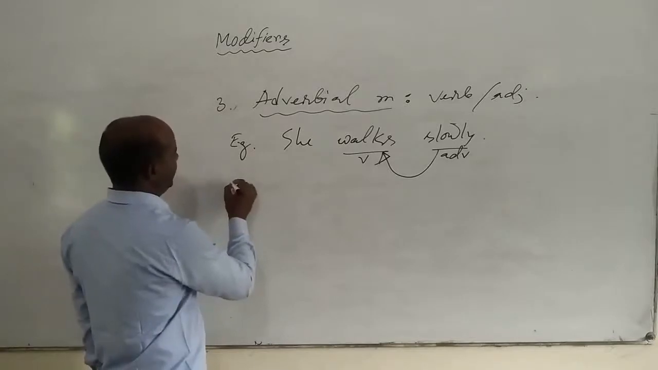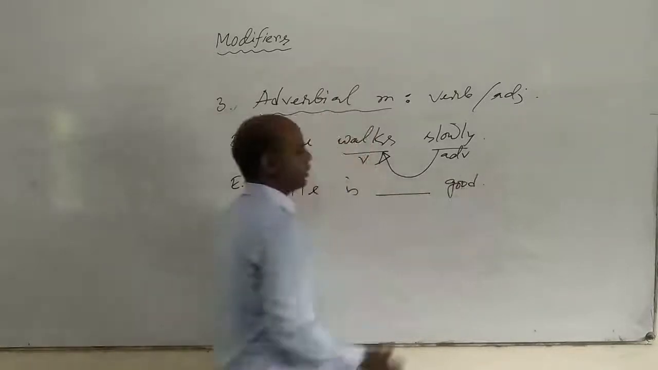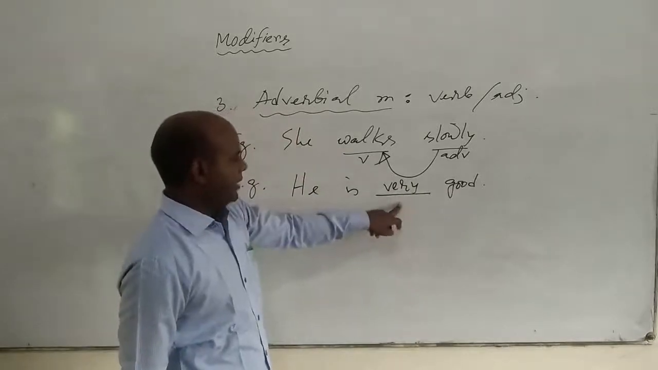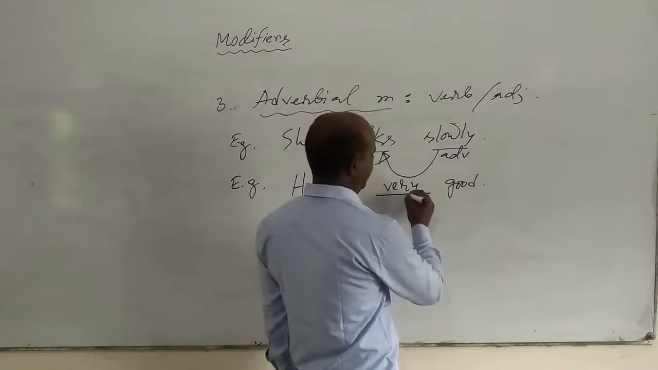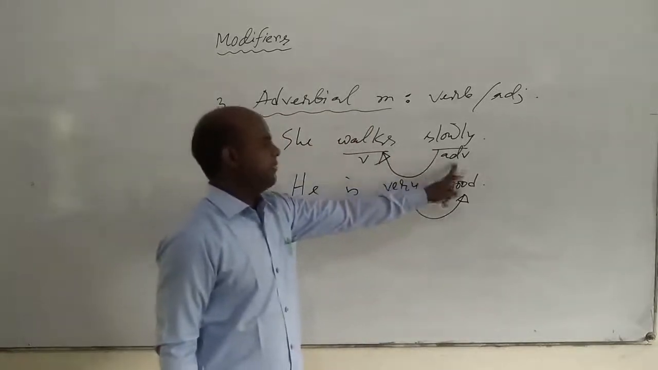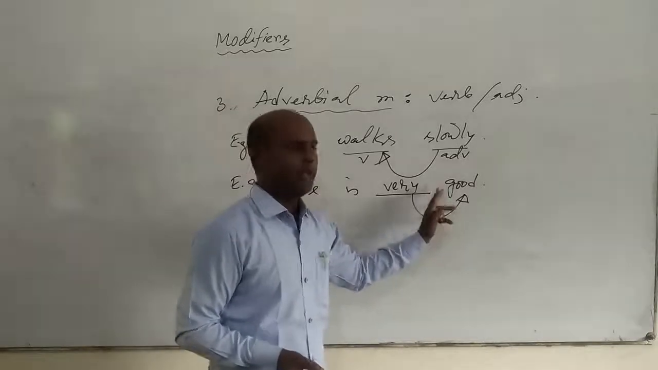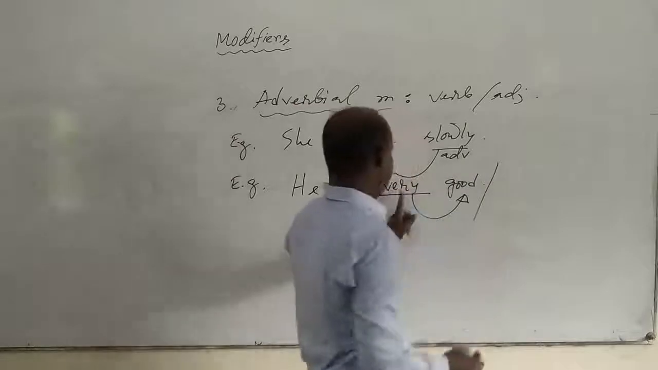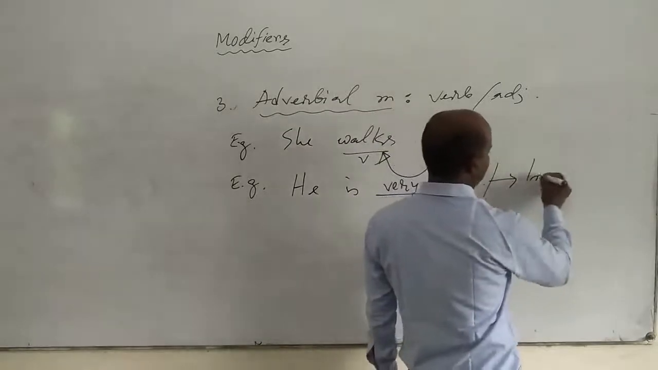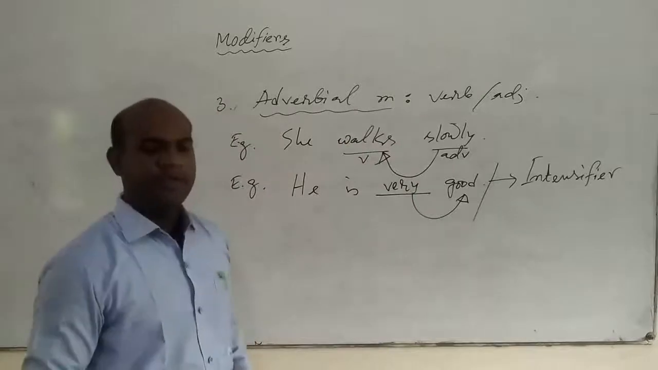And if you see another example, he is dash good. Here, good is an adjective. But if we use an adverb, very, so, etc., then in this example, very, that means an adverb, qualifies the adjective. In one sentence the adverb qualifies the verb, and in another sentence the adverb qualifies the adjective. In this case we can say it has another name, intensifier. So we have already finished three rules.